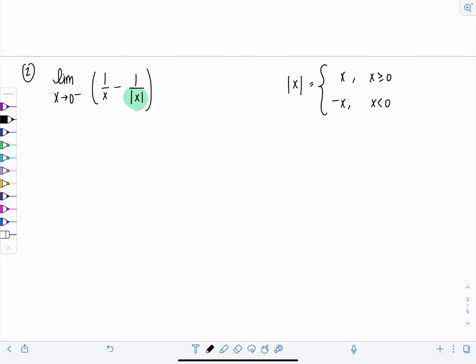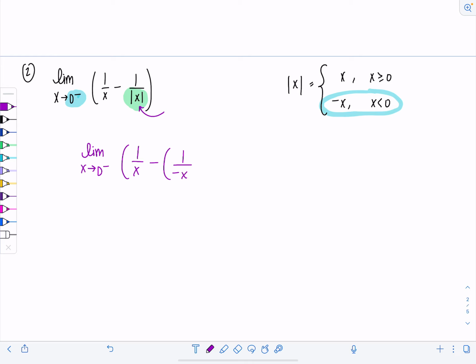So I have to pay close attention now. We're approaching 0 from the left, so from values smaller than 0. That means I'm going to use this portion of my piecewise function when I replace the absolute value of x. I'm going to replace it with -x. So we have here the limit as x approaches 0 from the left of 1 over x minus 1 over -x.